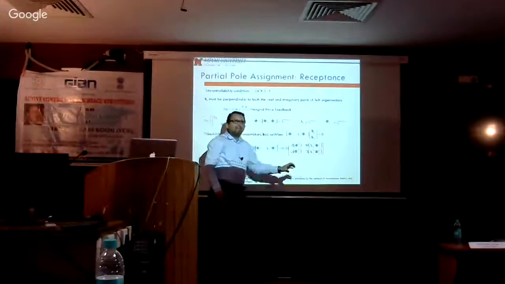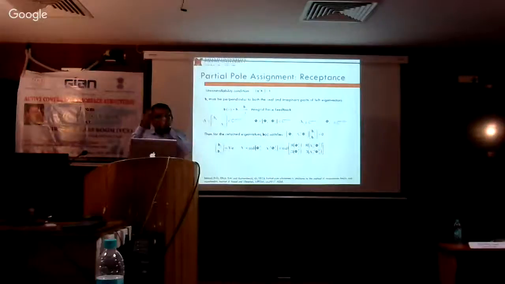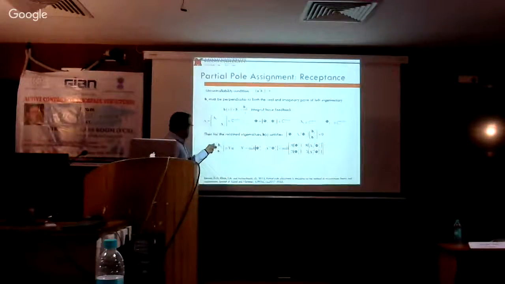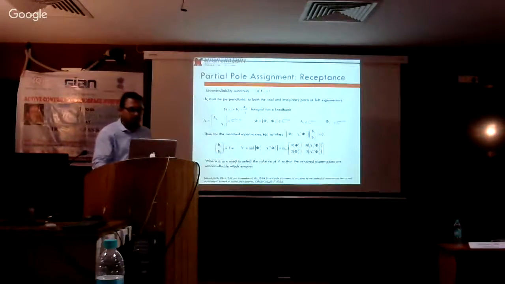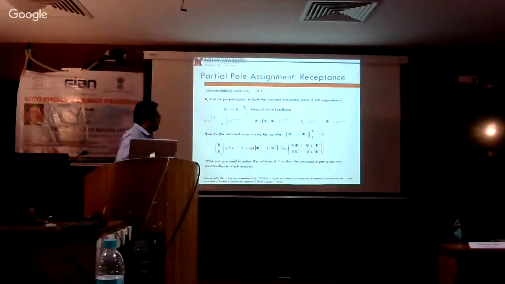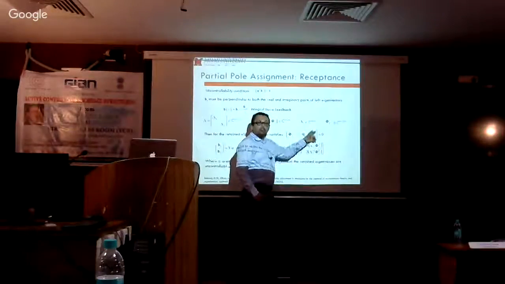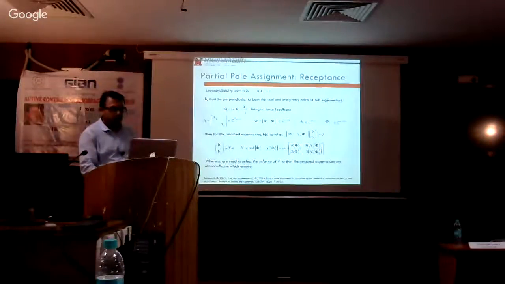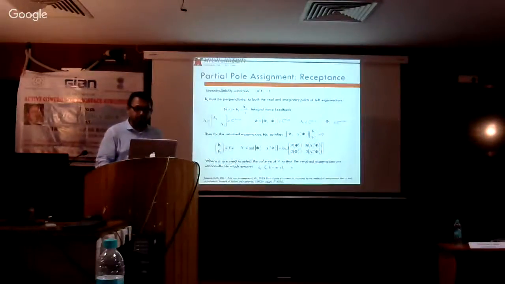Once you compute the null space, you can select specific columns from the null space, and that will ensure the system is uncontrollable for this form of control distribution vector, and they will remain invariant.